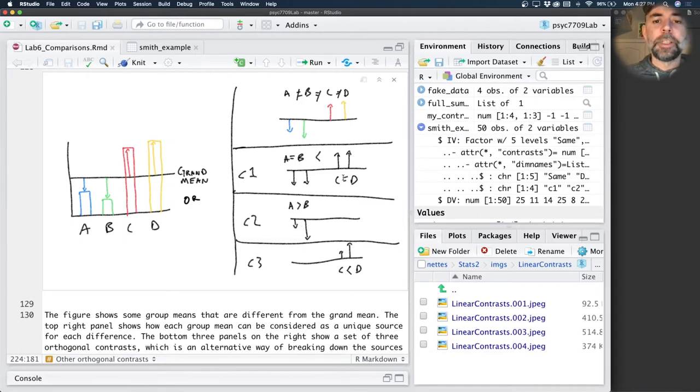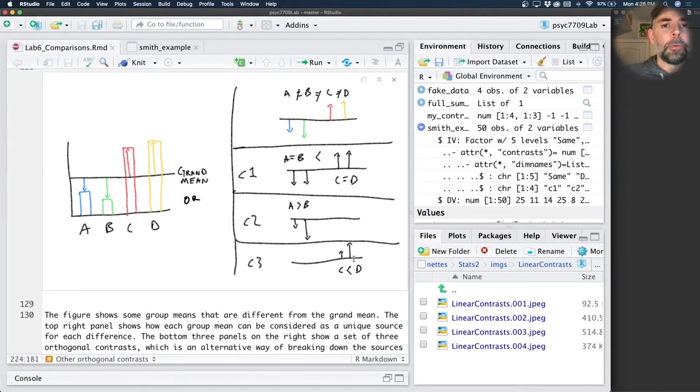Same thing for group C and D. I drew a small difference between C and D. That's not captured here, where the influence from this idea is pushing both of those group means up the same amount. And so it looks like there's yet another one that we're describing here with the third contrast, that D pushes up more than C does.